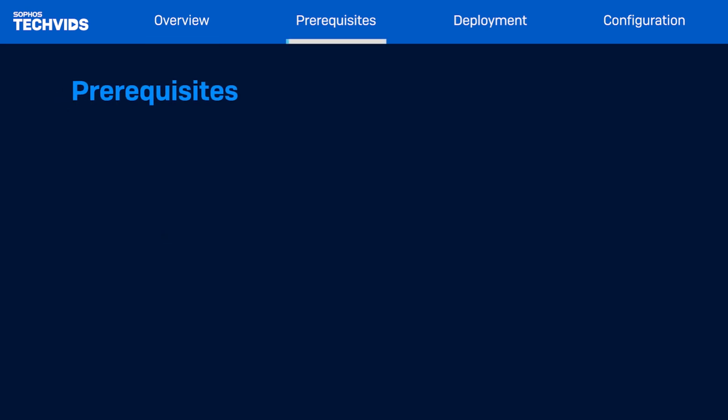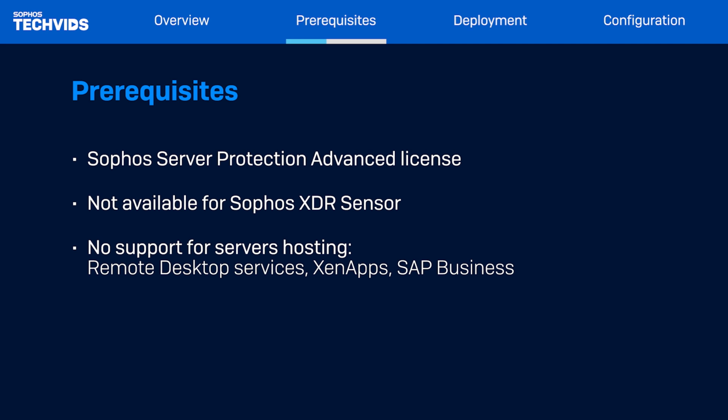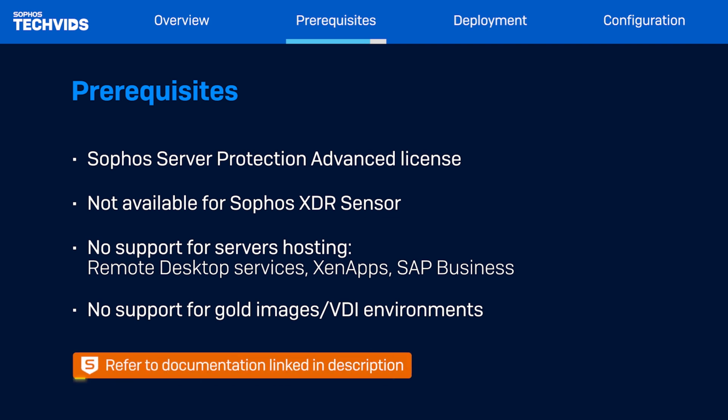Before starting, there are a few prerequisites and restrictions in order to use Server Lockdown. You must have a license for Sophos Server Protection Advanced. Server Lockdown is not available if you are using Sophos XDR Sensor. Server Lockdown is not supported on servers that host applications such as remote desktop services and SAN apps. SAP Business is also not supported. Lastly, Lockdown is not supported on Go images or similar VDI environments. Each image would need to be locked following deployment. For more information, please refer to the documentation linked in the description.